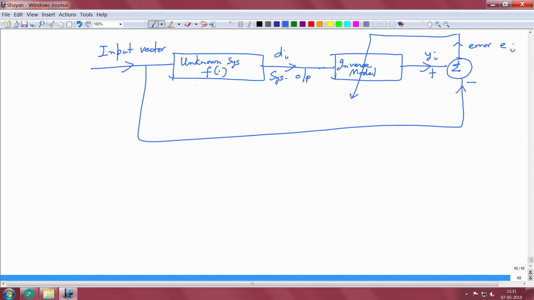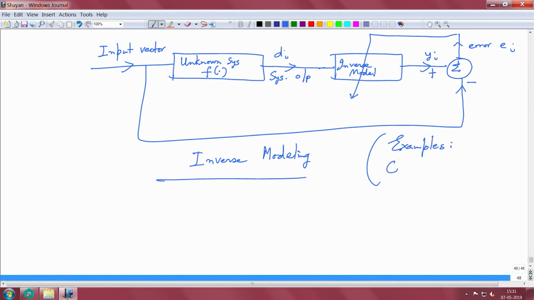If you think about the composition of these mappings between the unknown system and the inverse model, these should sort of cancel each other, and that is the basic philosophy behind inverse modeling. Examples of inverse modeling could be channel equalization in communication systems, or possibly echo cancellation.